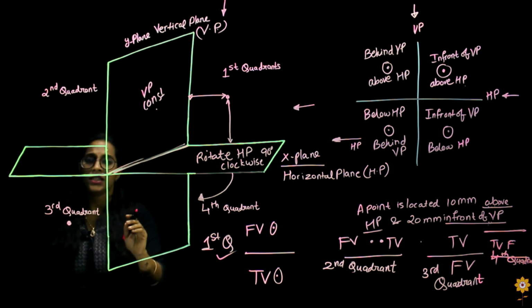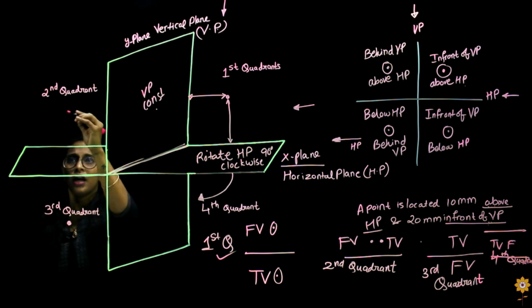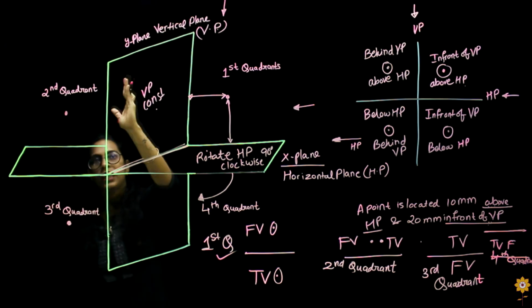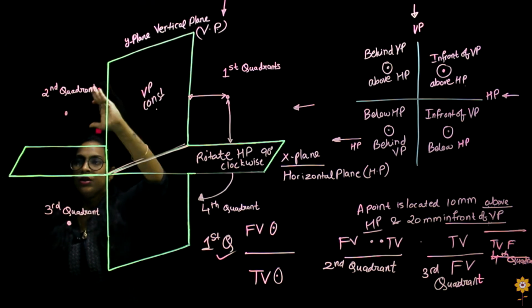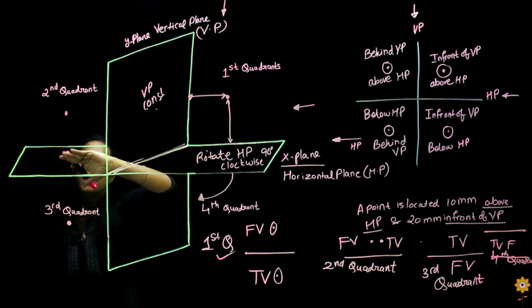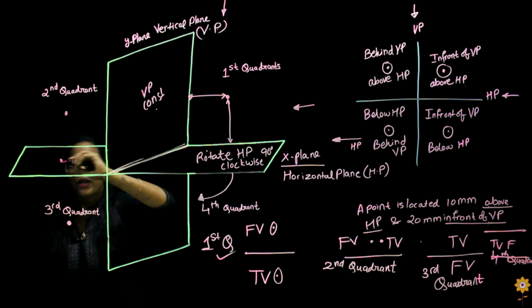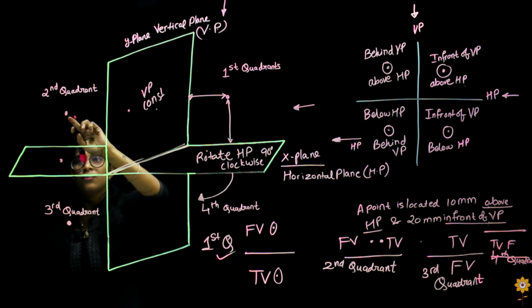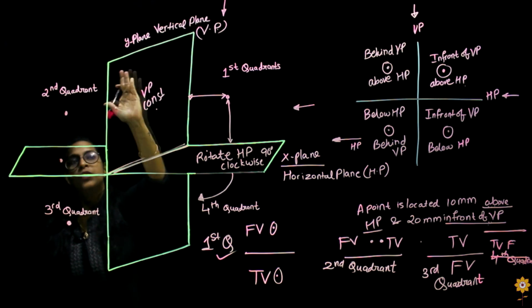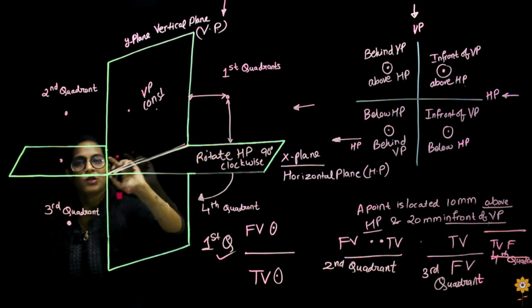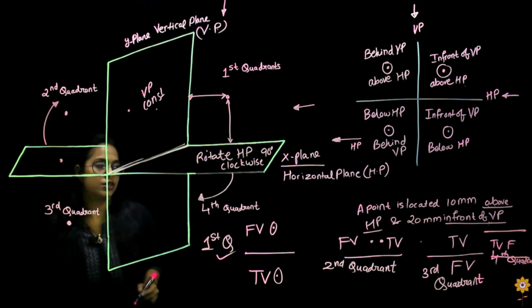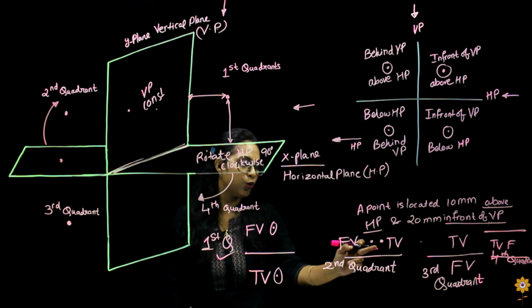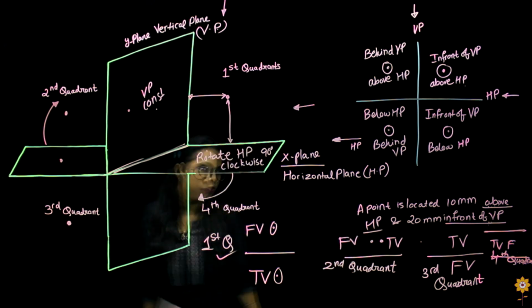Now in the next, if I consider second quadrant, I have a point here. So I keep my vertical plane constant and I rotate my horizontal plane in the 90-degree clockwise direction. So what happens is both the points, that is the projection of this point in both the planes, would come above the xy line. This is my xy line, both would come above the xy line. This is the direction of rotation. So for the second quadrant, I have both front view and top view above the xy line.